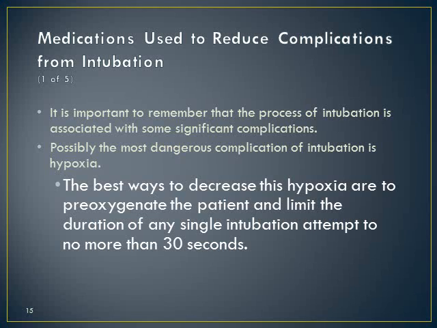So the medications used to reduce the complications from intubation. There are complications, as we know, that come along with intubation. And probably the biggest one that we think about is hypoxia. The best way that we have to decrease hypoxia is to pre-oxygenate the patient and limit the duration of any single attempt to no more than 30 seconds, like we've already talked about. However, that's not necessarily going to be the end-all be-all. Realize, like I talked about, we want to utilize true resource management. Use our partner to help us in the facilitation of that intubation, while monitoring the vital signs and watching our patient.